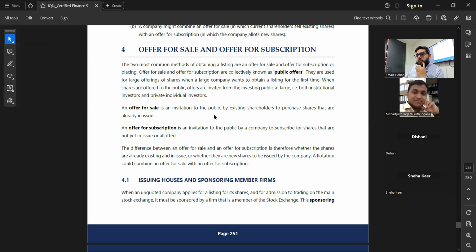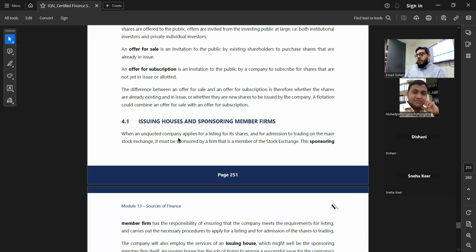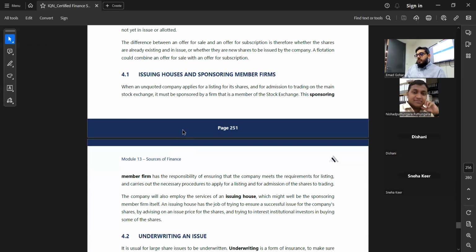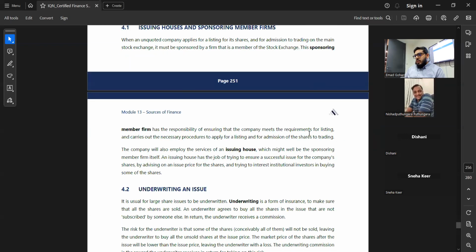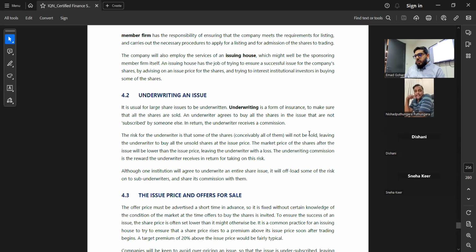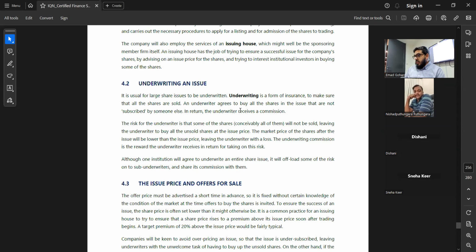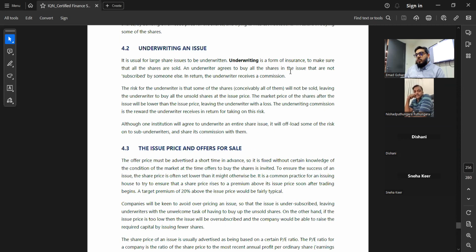What is offer for sale? You invite the public, by existing shareholders, to purchase the shares already in issue, right? What is offer for subscription? New, brand new shares. Okay. So moving on, my friends, we discussed underwriting, right? What is underwriting? To make sure that all the shares are sold.